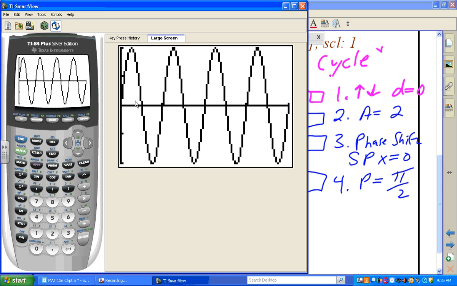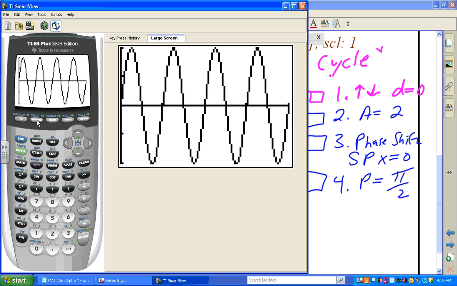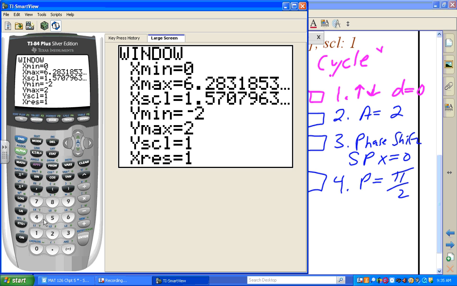However, you do see that there are 1, 2, 3, 4 cycles completed in 2 pi, right? There are 4 sine curves in 2 pi, if you look at it. But I want to see this graph. I want to see 1 cycle. It takes a little bit more work, a little bit more effort. Completely worth it, though. If you want to see 1 cycle, you change your window. Instead of going out to 2 pi, where am I going to? Pi over 2. What's each one of my tick marks going to be? Pi over 8. And then I hit my graph.